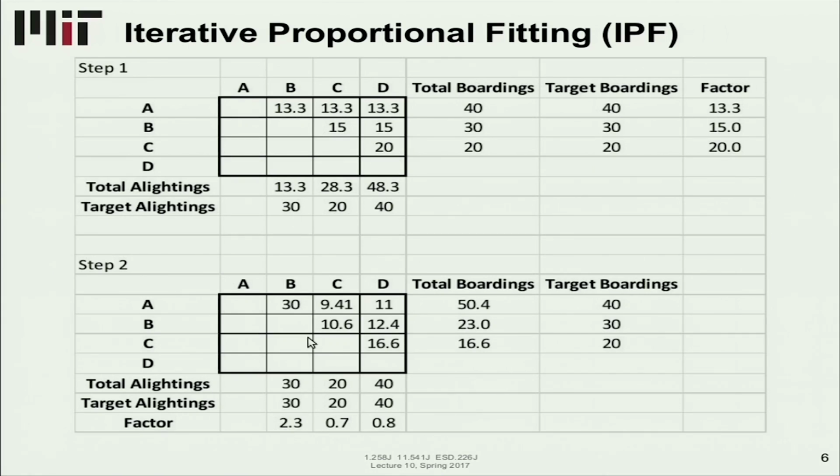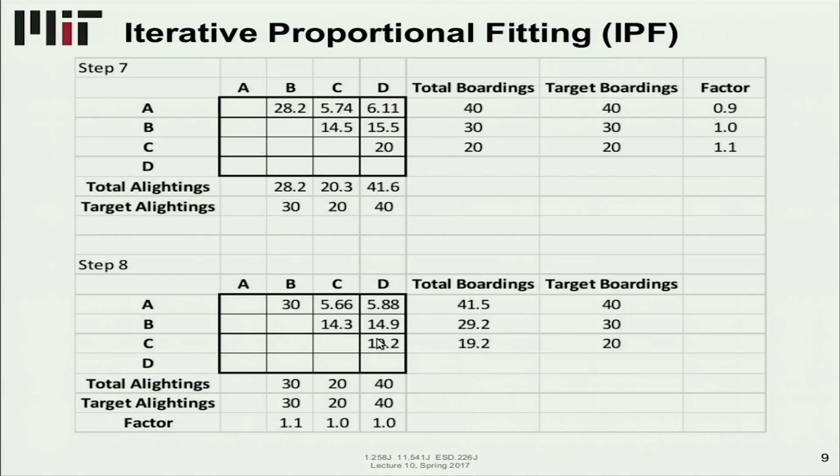And now we realize we need to apply a scaling factor of 30 over 13.3 to get B to add up to 30, and you do the same for each column. Now the columns sum up perfectly, but the rows don't anymore. So we go back and repeat the process, to the rows and the columns.